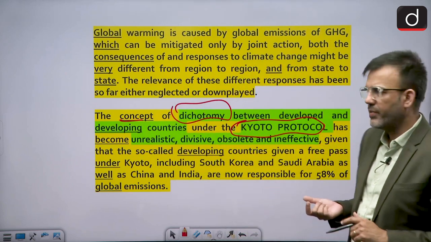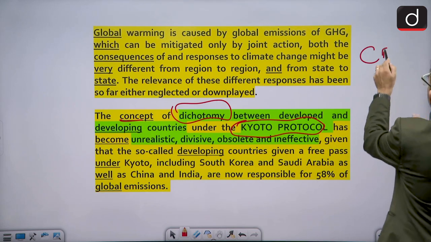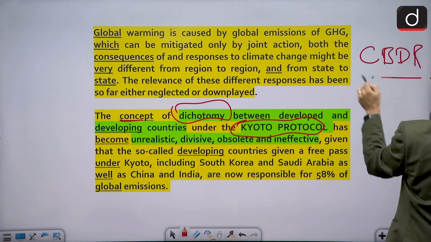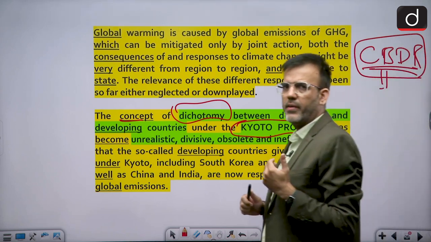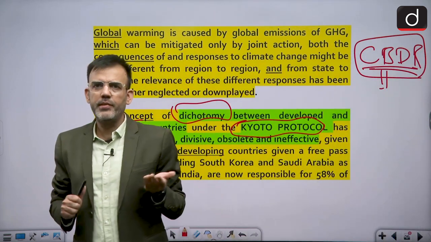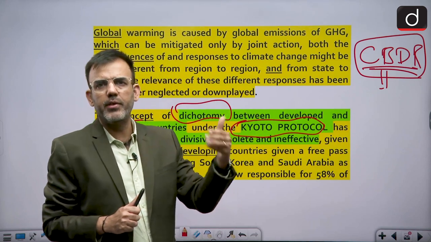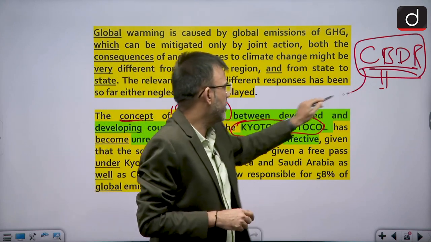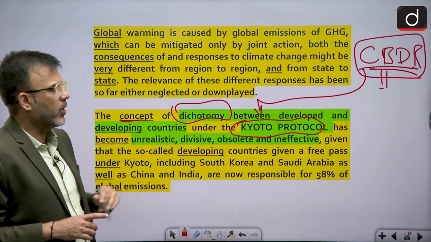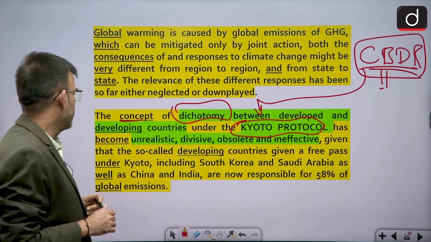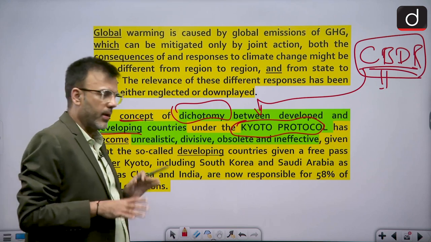dichotomy, differentiation. You must be aware of this concept of CBDR in environment. You must have studied this, common but differentiated responsibilities. The CBDR became the backbone of climate change politics, and it was manifested in a big way in the Kyoto Protocol. Okay. Now, what was this dichotomy? What was this CBDR? The dichotomy was created between developed countries and developing countries.